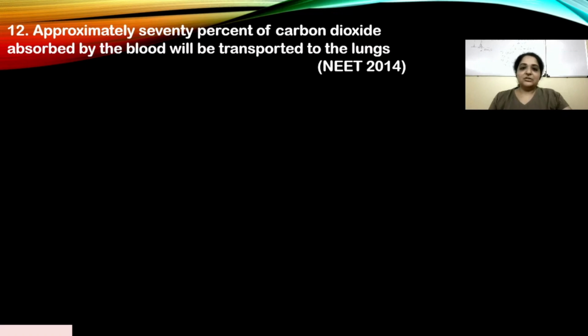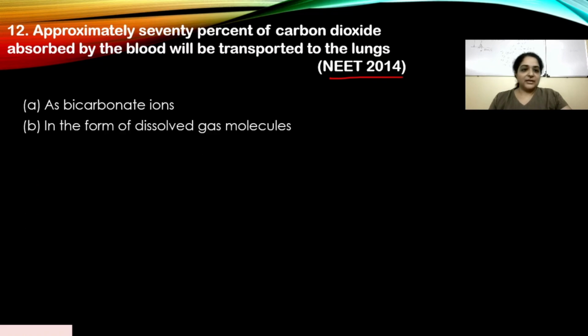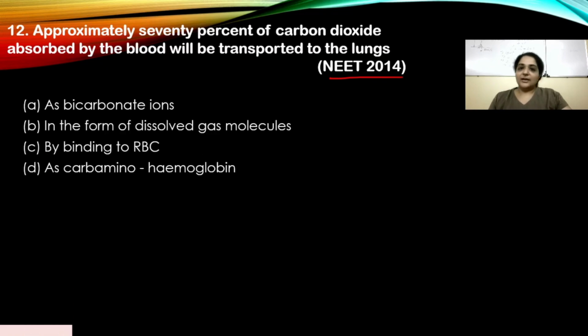Approximately 70% of carbon dioxide absorbed by the blood will be transported to the lungs. And this appeared in NEET 2014. We'll look at our options A, B, C and D. Again, I would suggest you pause the video and write down what you think is the right answer, and we will come back to this.